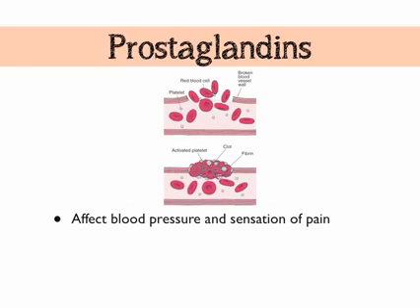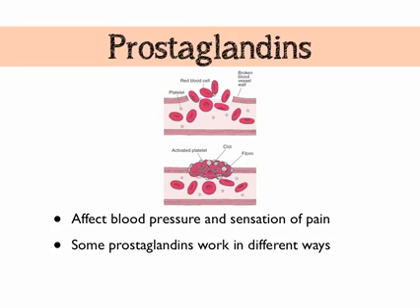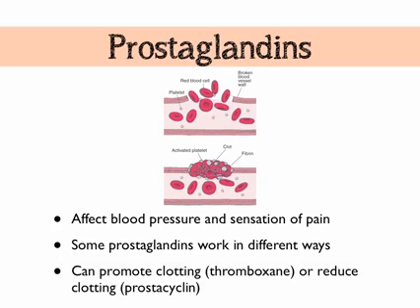So prostaglandins also have a role in blood pressure and the sensation of pain. Some prostaglandins will increase blood pressure and make us feel pain, which is not the most pleasant of things. But some prostaglandins do work antagonistically, they work in opposite ways. The best example of this is blood clotting. So we've got thromboxane, which promotes clotting, and we have another prostaglandin called prostacyclin, which reduces clotting.